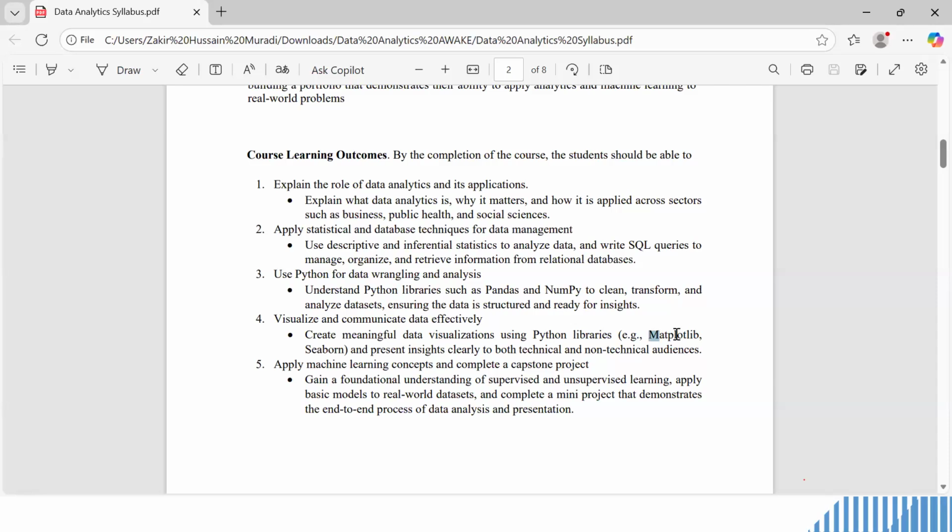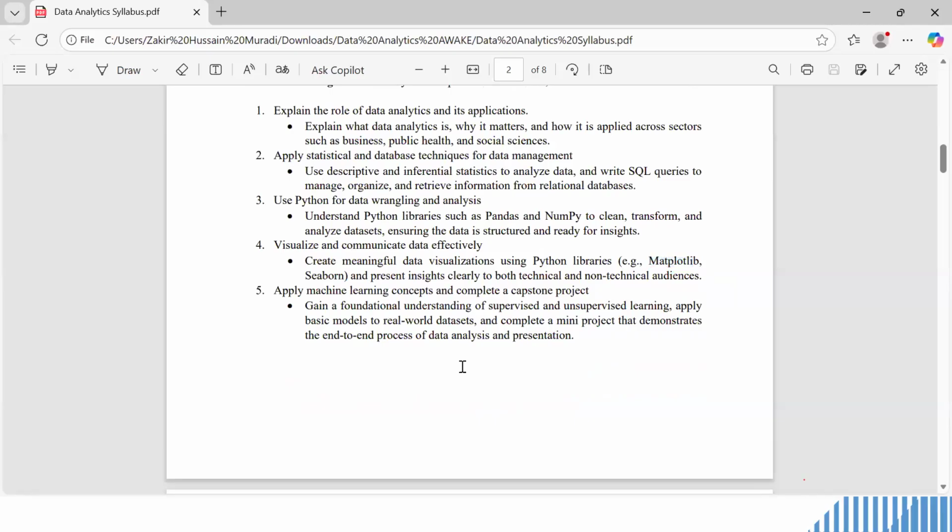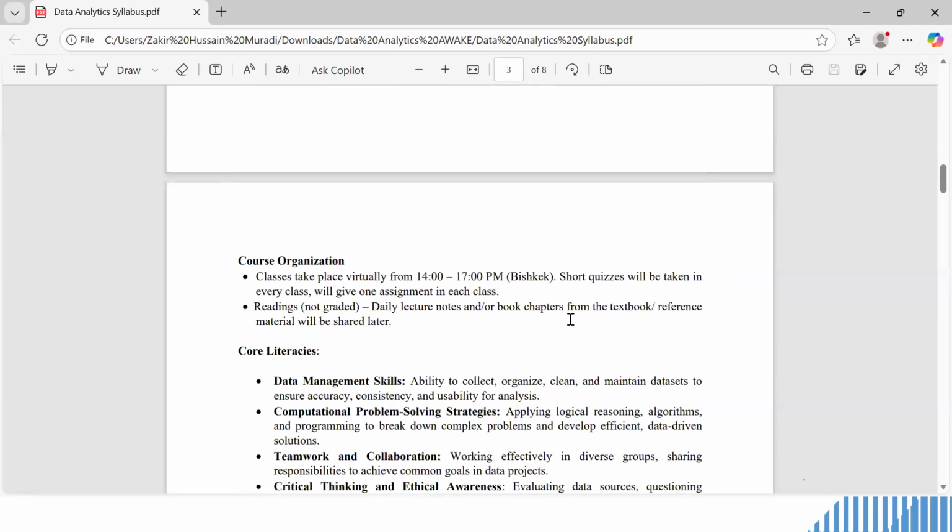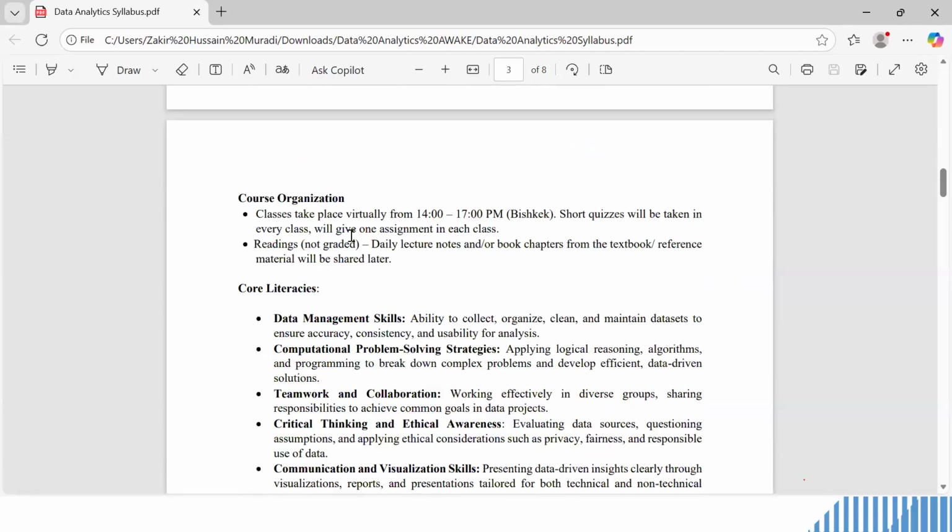So you can use Matplotlib and Seaborn, and we will see how it works in this course. Also, apply machine learning concepts, as I said, and you also have a capstone project that we'll see at the end, how it works.